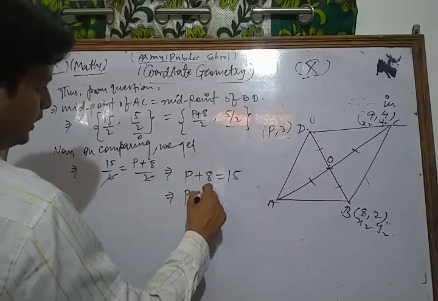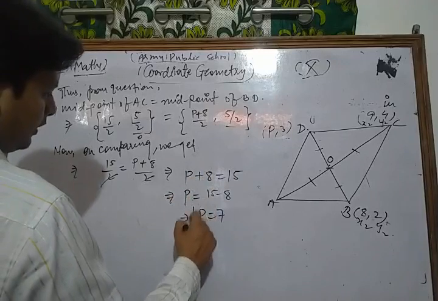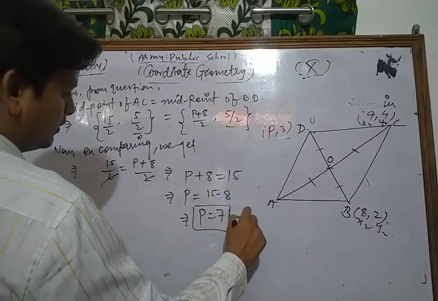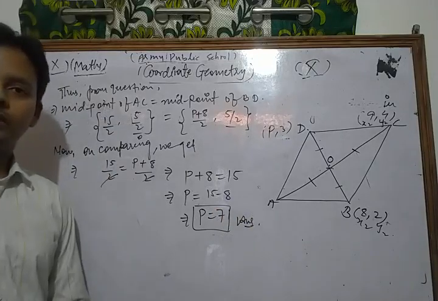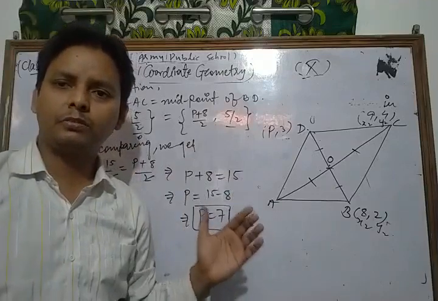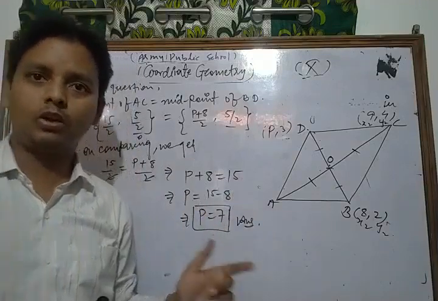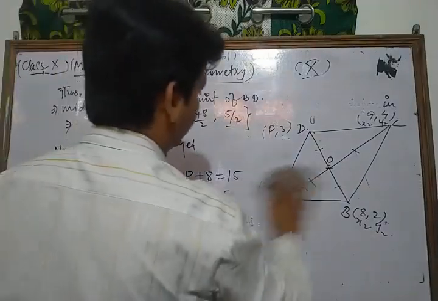Thus the value of P is what? 15 minus 8, P is 7. Thus the value of P is 7, this is the required solution of the given question. Thus, in this way, dear student, you can solve that type of question. This is one of the most important questions of your syllabus. Now we take and solve some other important questions based on that topic. Let's see.